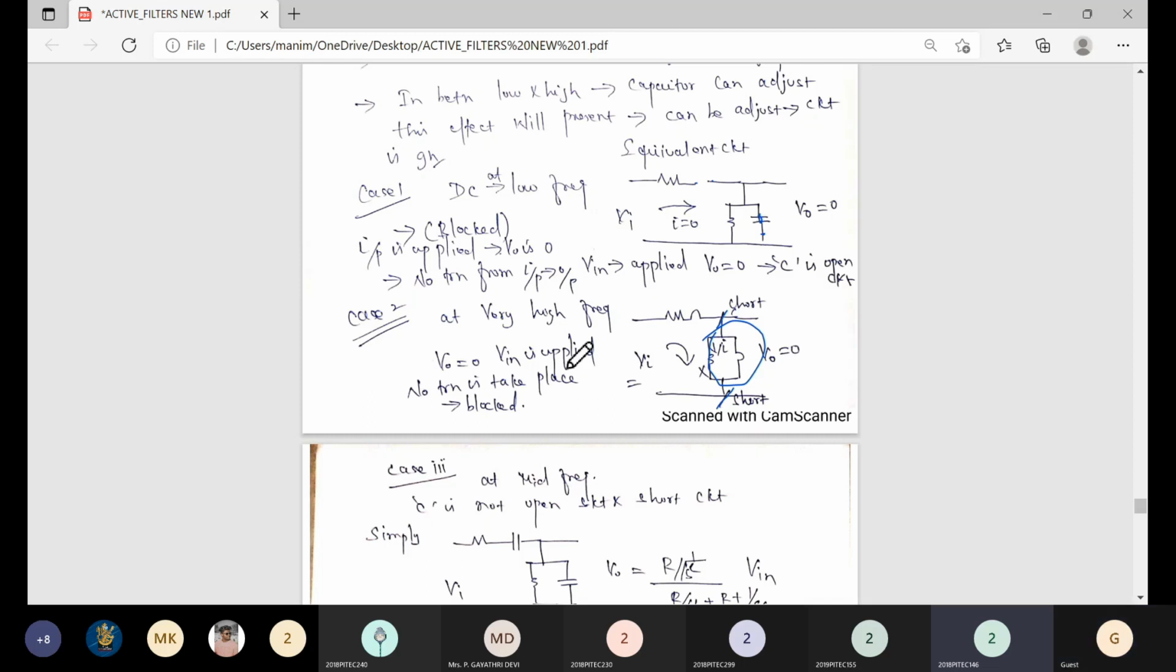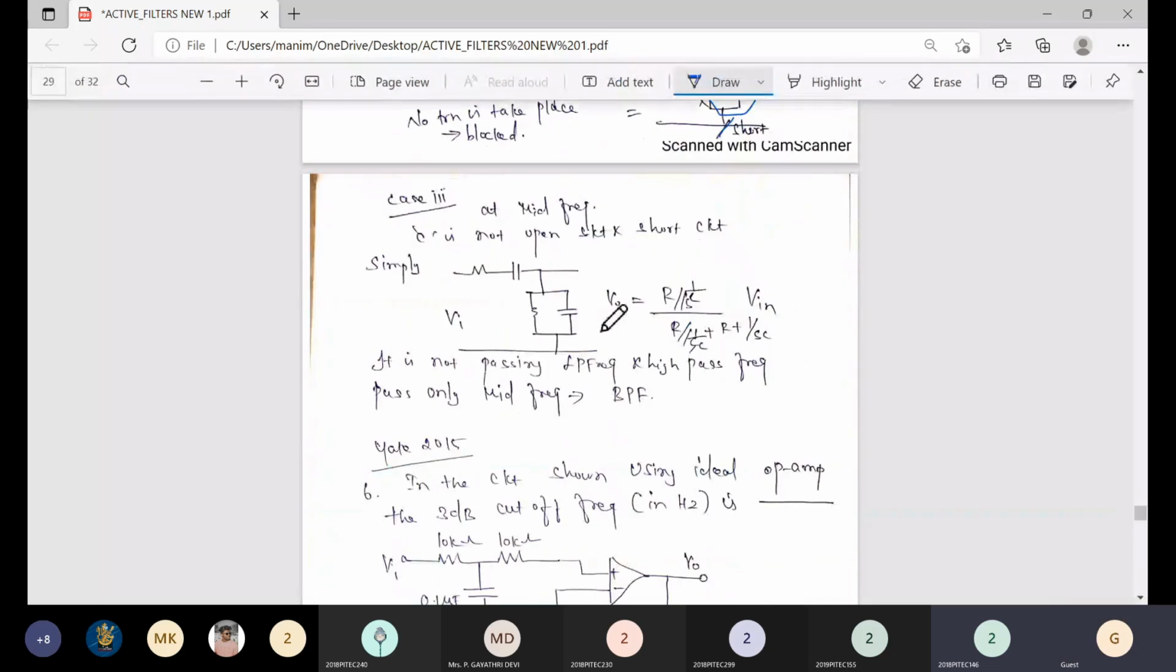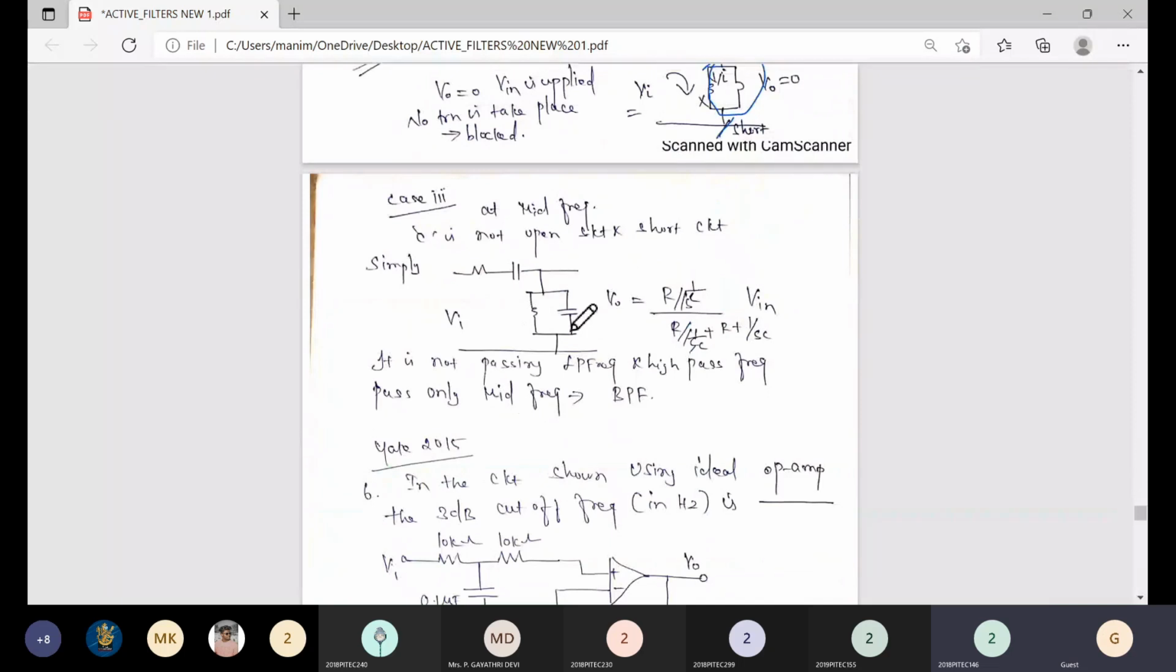So that is we are applying the input. It is not an open circuit, it is not a short circuit, right? So we consider the entire circuit. Here we just derive the output voltage. We are given an input voltage, we are getting some output voltage. So what is the output voltage?